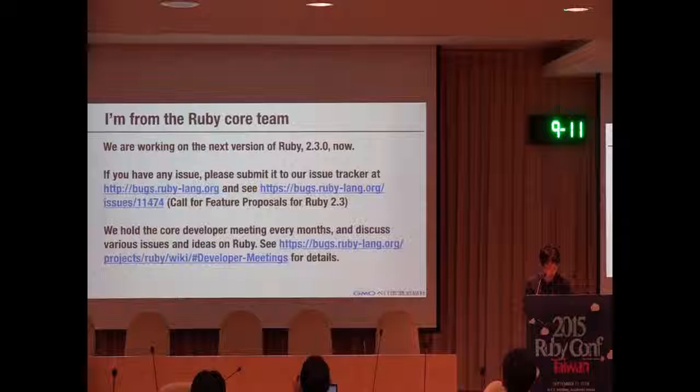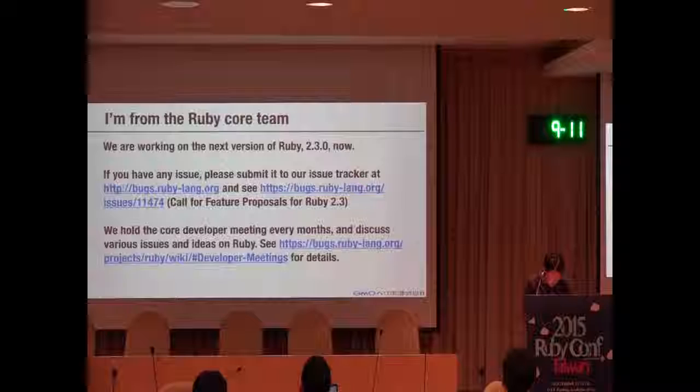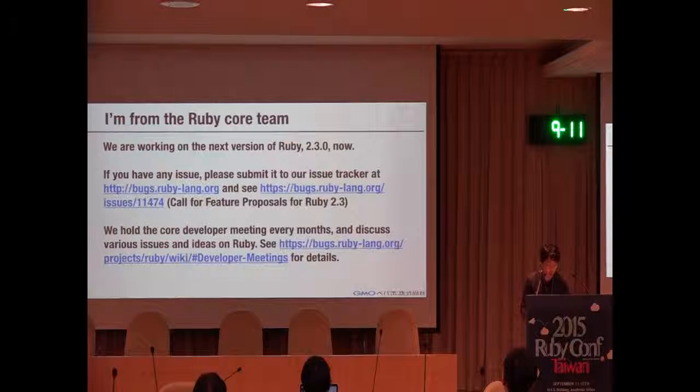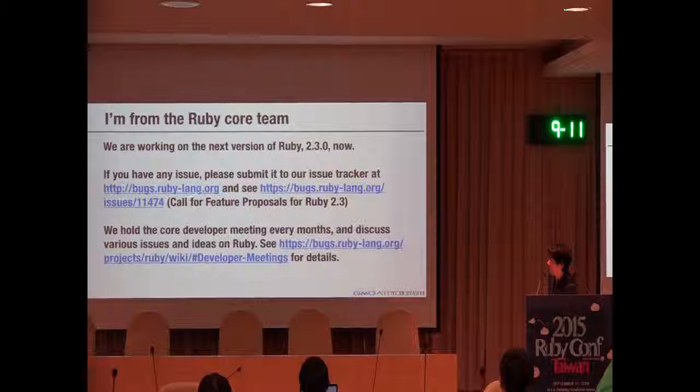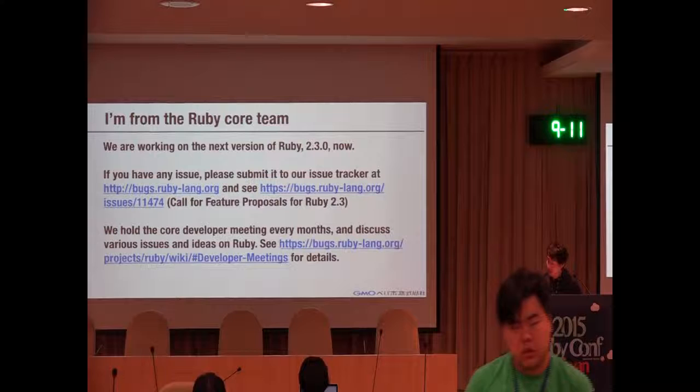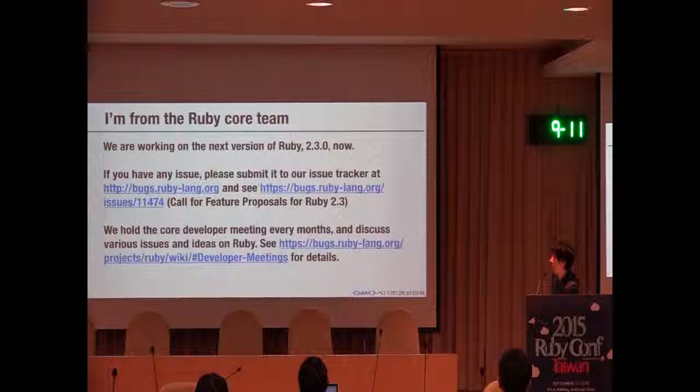That's the last introduction slide. I'll introduce the current status of Ruby 2.3. We are developing Ruby 2.3 now. If you have any issue, please submit it to our issue tracker, the red one. We have opened a call for feature proposals for Ruby 2.3. It is the last chance for your proposal to go into Ruby 2.3.